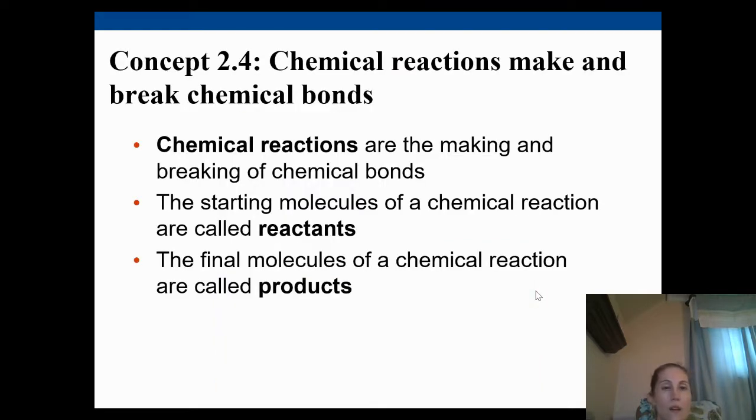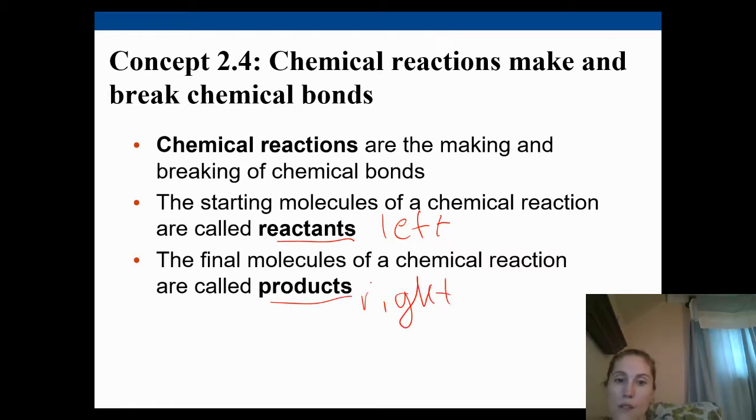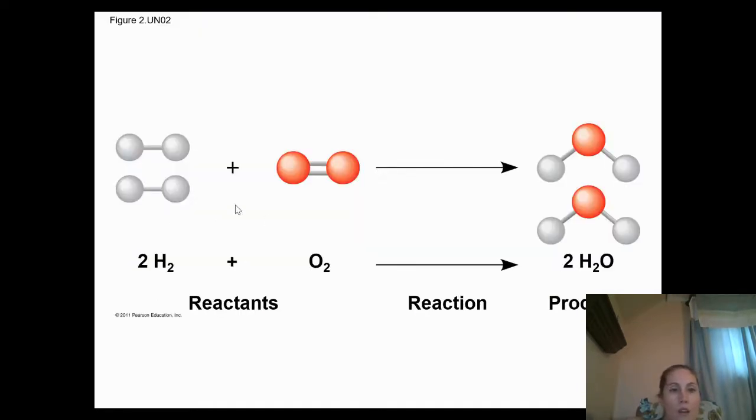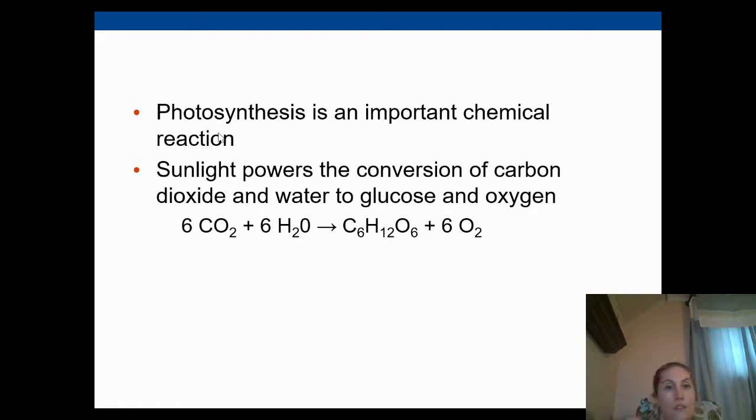Now, when we look at chemical reactions, these are where you're making and breaking bonds. The big ones that we'll talk about in biology are cell respiration and photosynthesis. You look at what you start with on the left side of your chemical equation, and then the products you end up with on the right side. So you start off with 2 molecules of diatomic hydrogen and 1 molecule of diatomic oxygen, and you end up with 2 molecules of water. And if you notice, these have a bent shape.